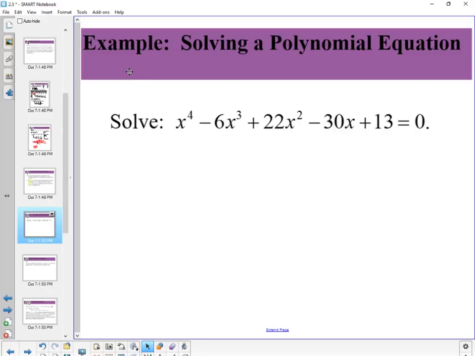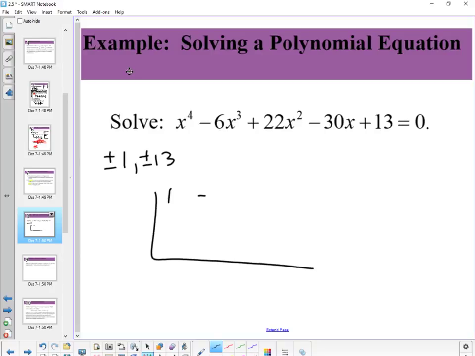No. Okay, so let's see here. Number one. So we should have plus minus 1, plus minus 13 over plus minus 1. That's what they'll be. So let's go here. We got 1, 1, negative 6, 22.